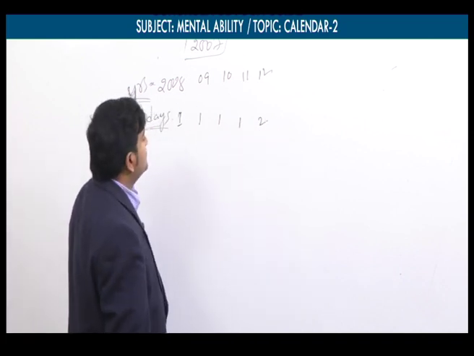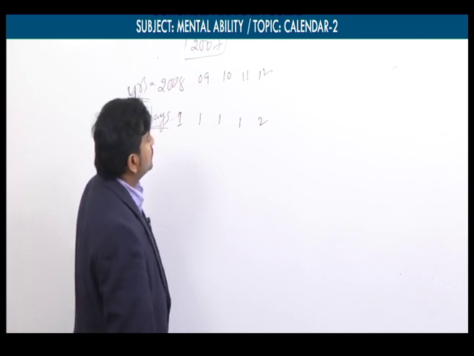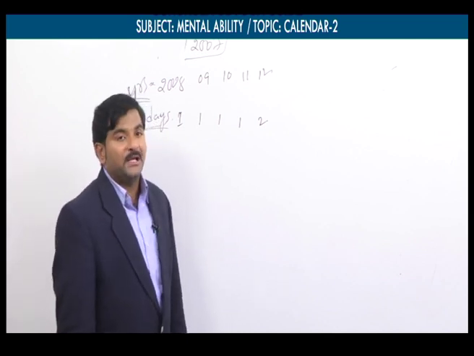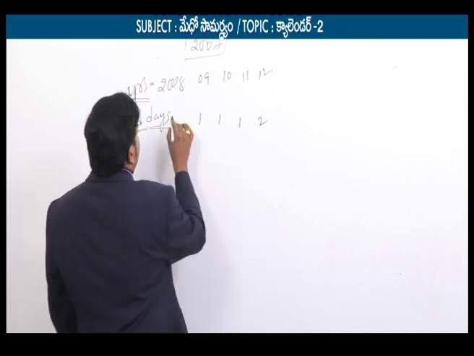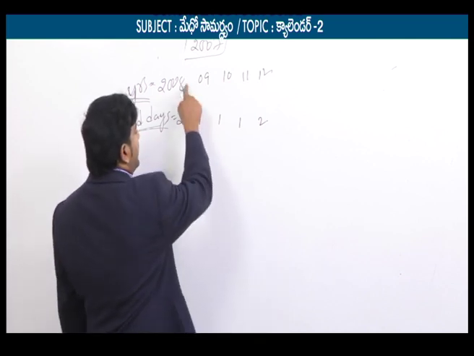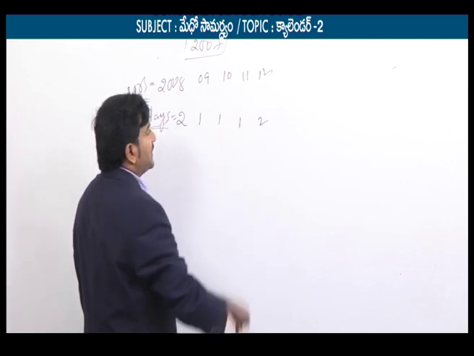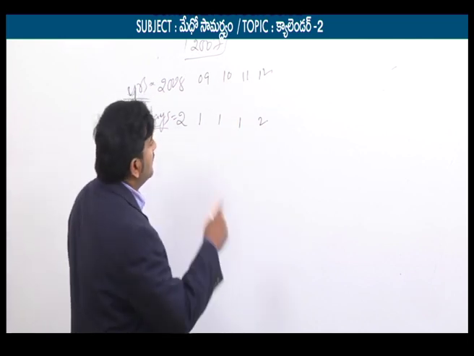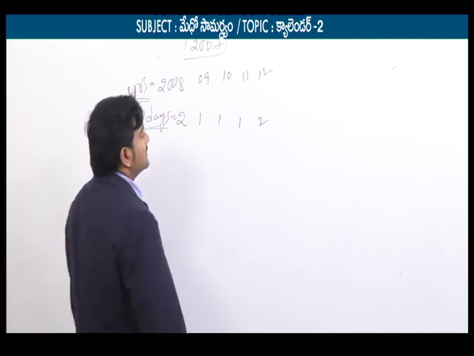Because 2 odd days means, if you observe here, 2012 is a leap year. Since 2008 is also a leap year, how many odd days will you get? 2 odd days. So now, 2008 leap year, 2 odd days. 2009 ordinary year, 1 odd day. 2010 is also an ordinary year, 1 odd day. 2011 is an ordinary year, 1 odd day. 2012 is again a leap year, 2 odd days.